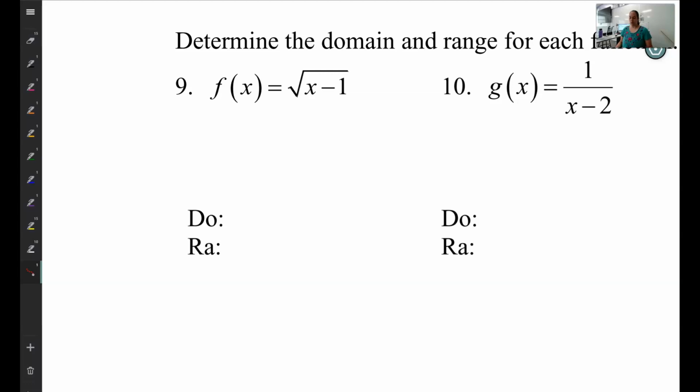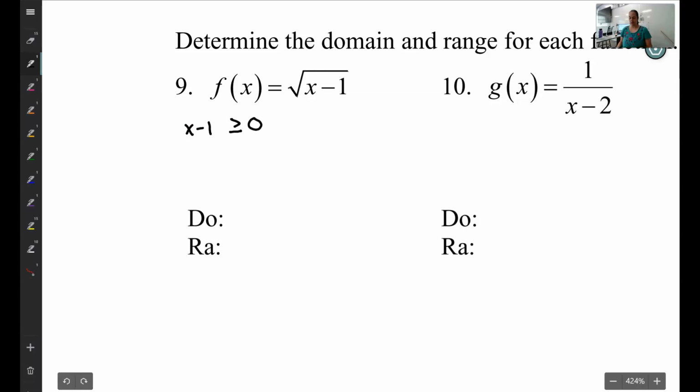If I look at this one, what x values don't make sense? Well, if I have a root, what's the kind of number that you can't have? Negatives. Can't have negatives. So I'm going to say, x minus 1, I want to find where it is going to be greater than or equal to 0. Because that's where the function makes sense.